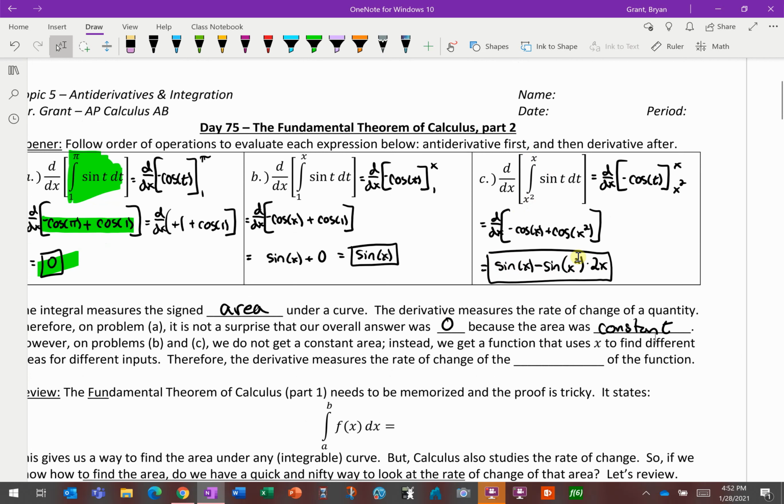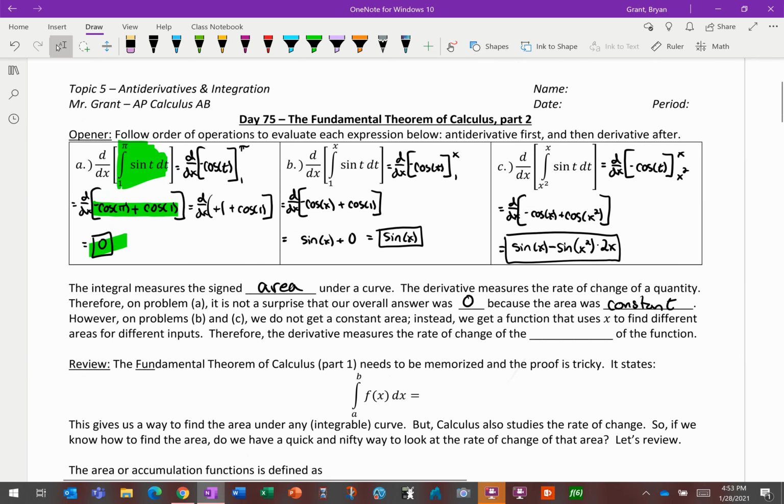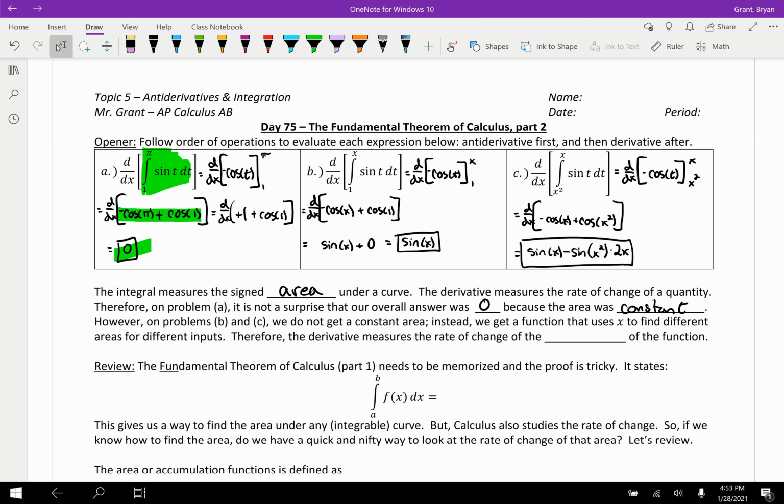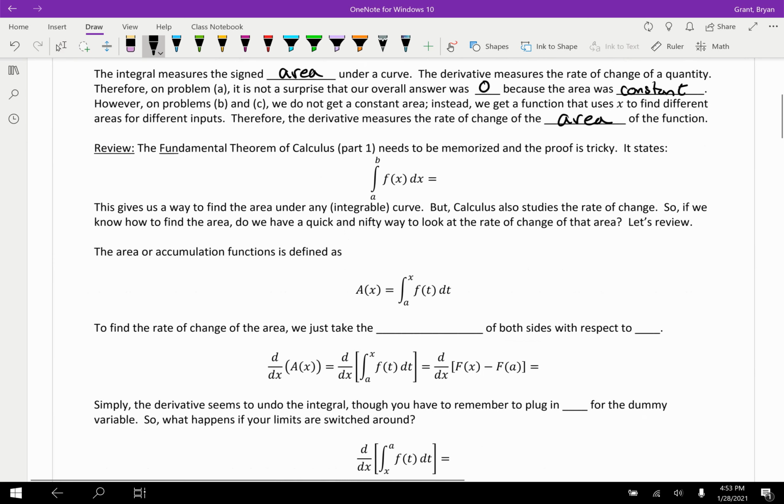It says you have to use this more complicated function, which is certainly not the same as the function inside. But are they related? All right, filling this in and then getting to our fundamental theorem part 2. The derivative of these area functions measures the rate of change of the area of a function. So here we go. Fundamental theorem review.